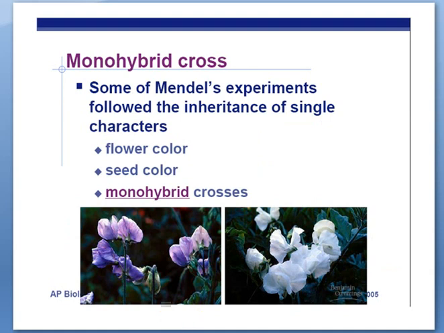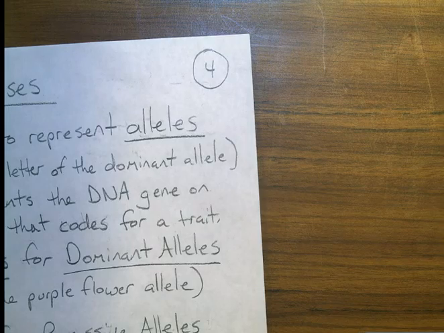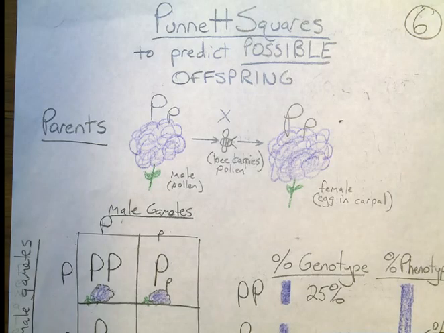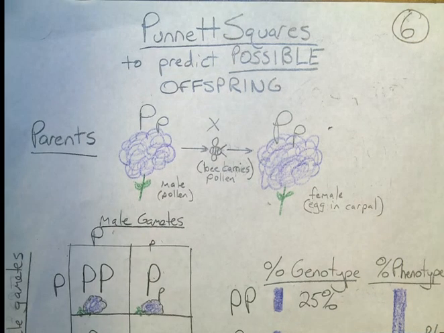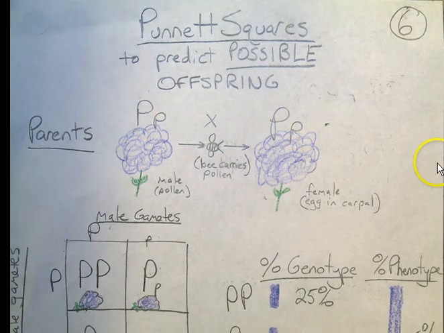At this time, we have some notes on Punnett squares. Here we have page 6 of your notes, Punnett squares, and we're using that to predict the possible offspring. Here we have 2 purple flowers. These 2 purple flowers have the genotype of big P, little p.